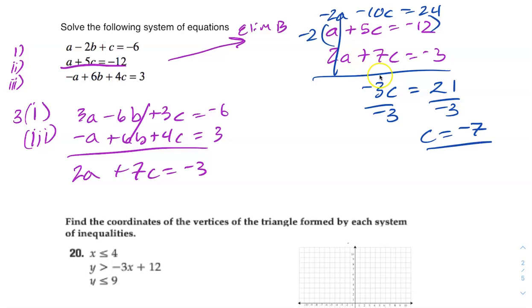Don't forget, I do gotta find my A, so I gotta plug it back into one of these. I think this one's easier. Alright, this one right here. So A plus 5 times -7 equals -12. A minus 35 equals -12.